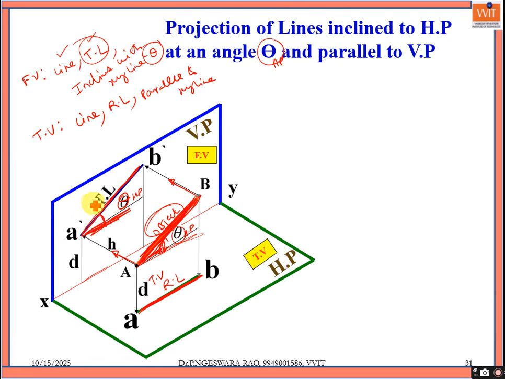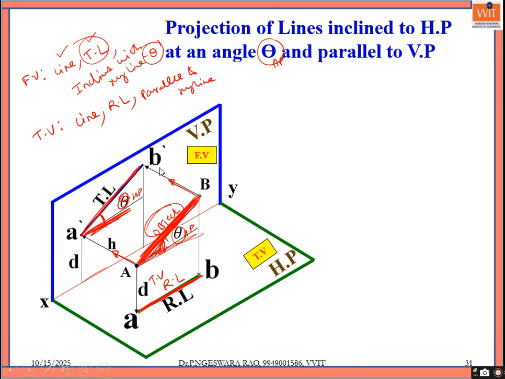One more important thing: when the line is inclined to one plane and at the same time parallel to the other plane, in one view we need to draw the line with true length and true angle. In the opposite view we need to draw the reduced length, and that line is parallel to the XY line. Like this we need to draw.